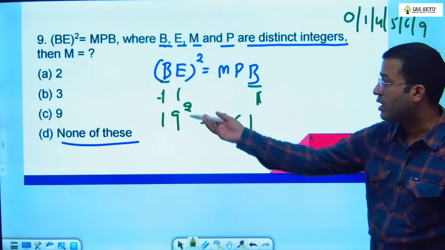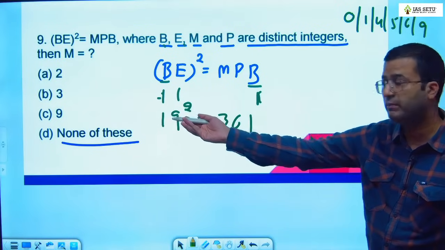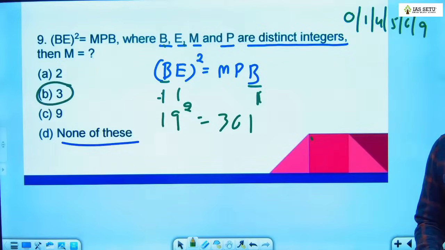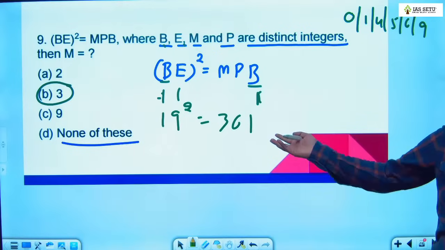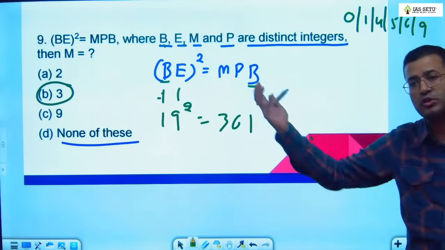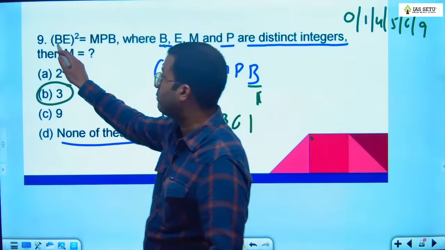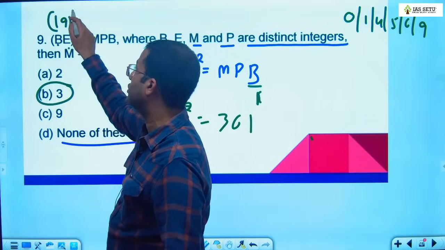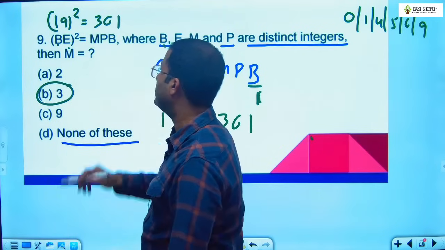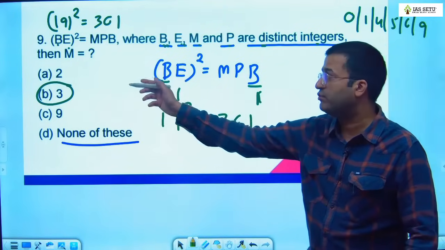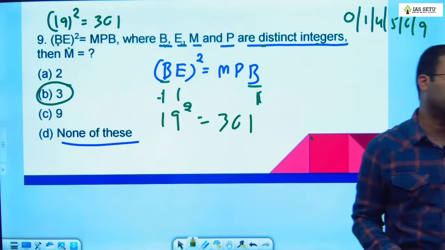तो what is M? अगर if 3 answer option is available, I will mark. I'm not bothered whether some other values are also possible. मुझे आंसर मिल गया तो I mark 3. So according to the examiner, BE is 19 square. So the square is 361 where B, E, M, P are distinct. What is the value of M? M is 3.